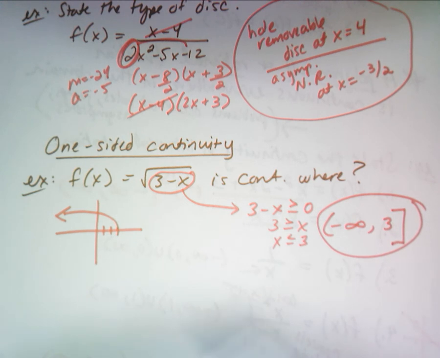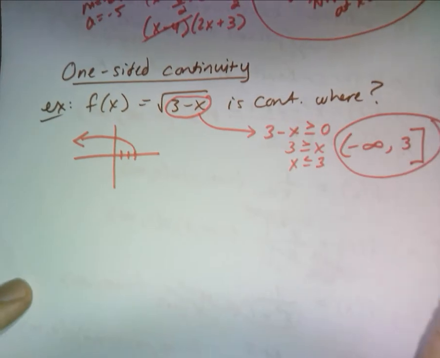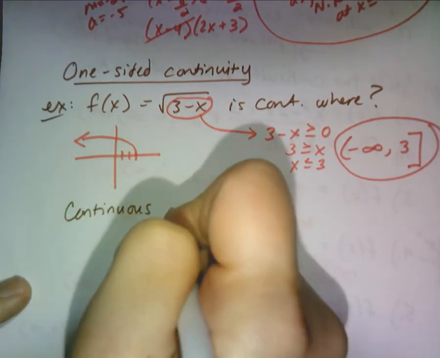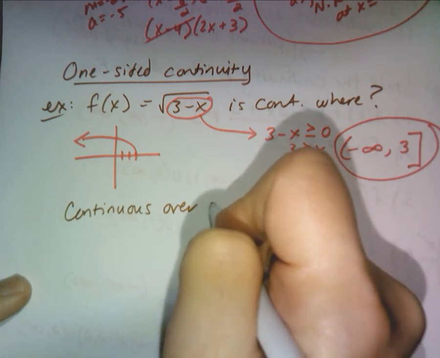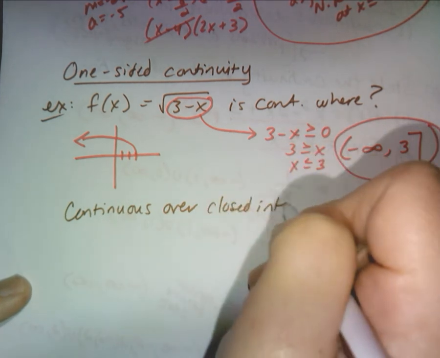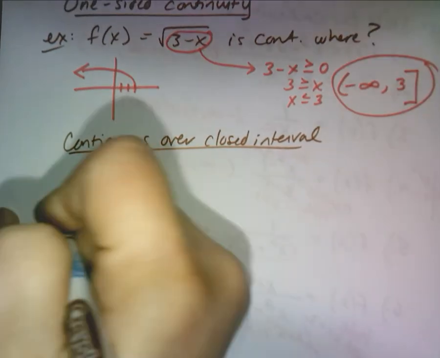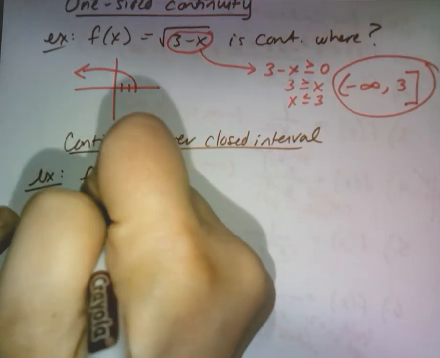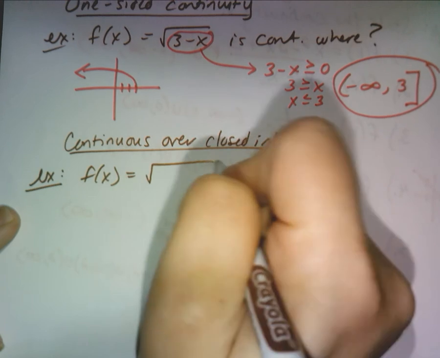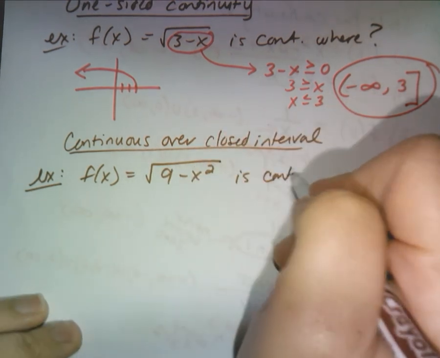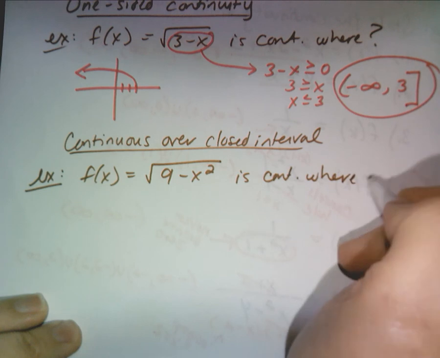So there's one-sided. You can also be continuous over a closed interval. And I want to give you an example of that one. Square root of 9 minus x squared is continuous. Where?